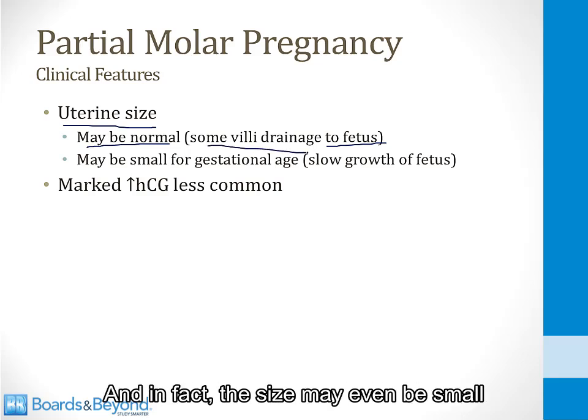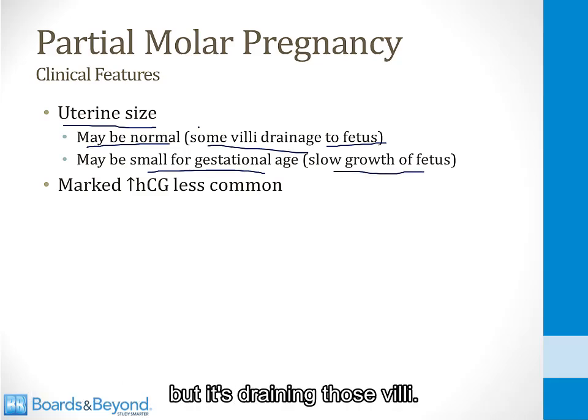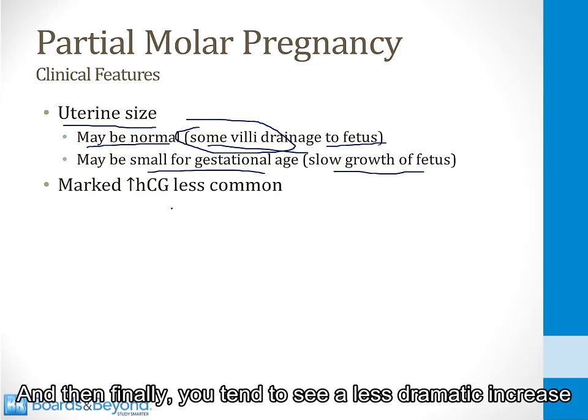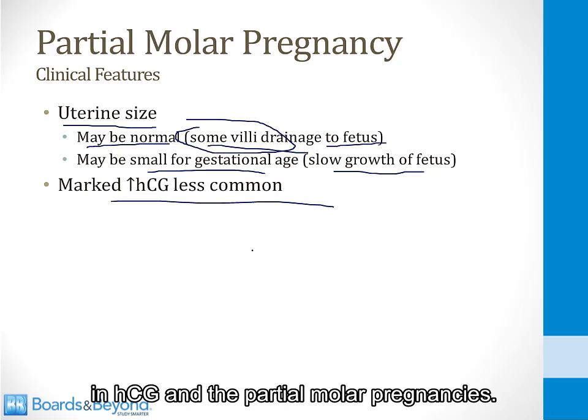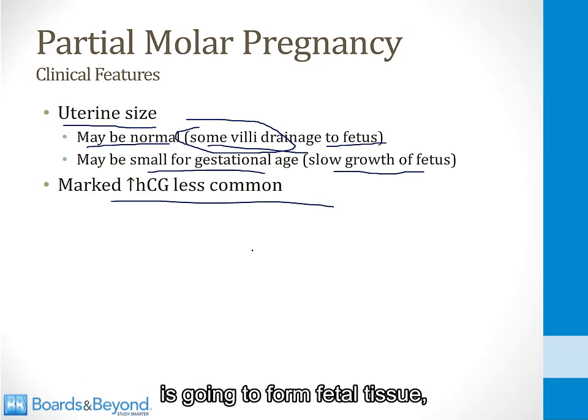And in fact, the size may even be small for gestational age because the fetus is growing slowly, but it's draining those villi. And then finally, you tend to see a less dramatic increase in HCG in the partial molar pregnancies. Once again, that's because some of the tissue is going to form fetal tissue.